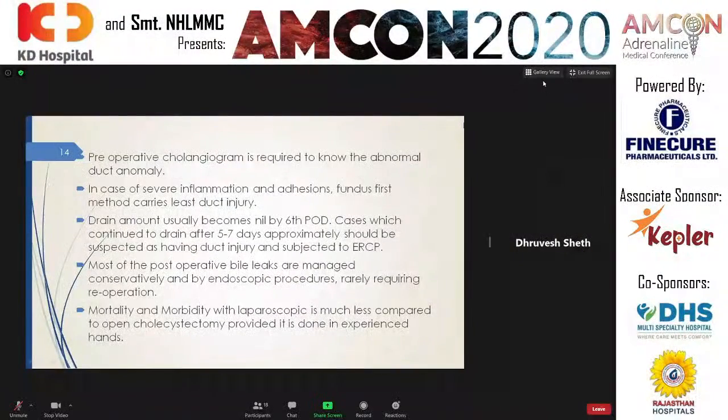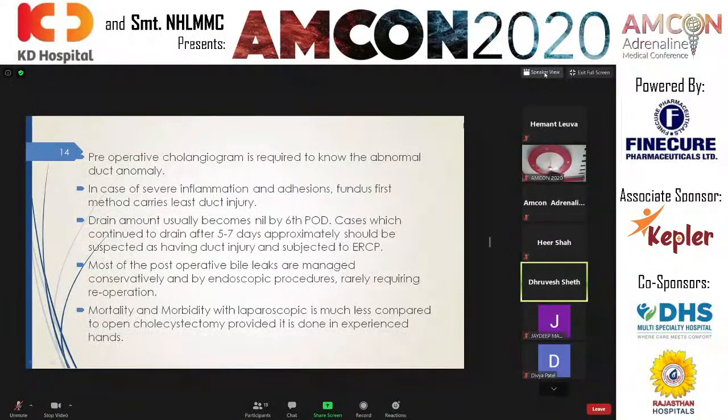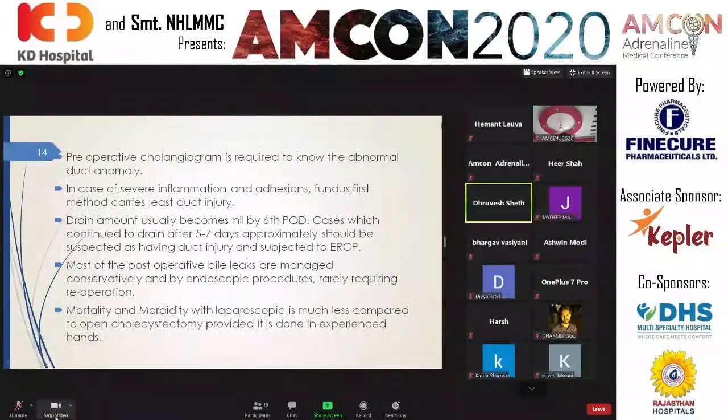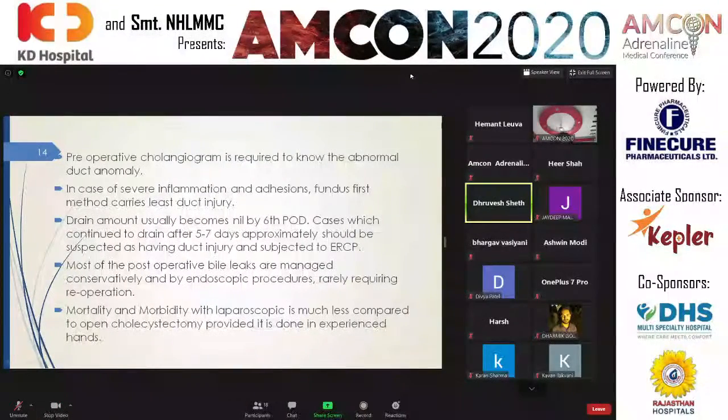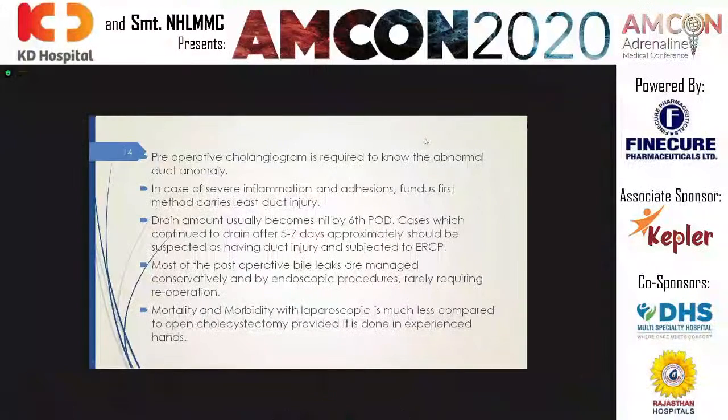Preoperative cholangiogram or preoperative ultrasonography of the biliary tree is required to know the abnormal duct anomalies. In cases of severe inflammation and adhesions, the fundus-first method was carried out with least duct injury. Drain output usually becomes nil by the 6th post-op day.